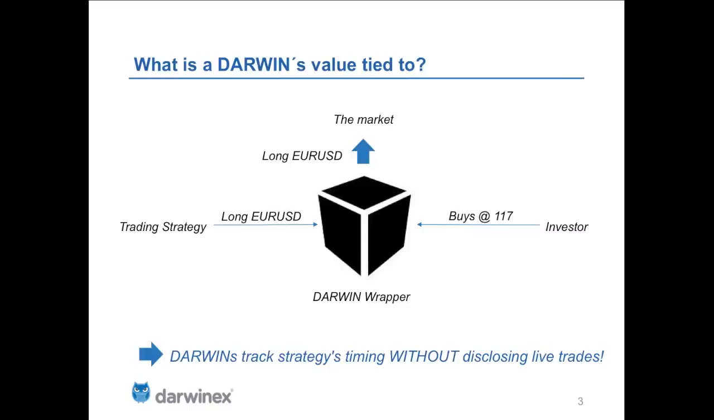So Darwin tracks strategies' timing without disclosing live trades. That is the idea. A Darwin is a trading strategy with a wrapper around it so that the investor does not know the live trades that drive their investment. And the reason that this is not disclosed is that if the investor knew the live trades, he would have access to the intellectual property of the trader, and he would be in a position to replicate the profits by the trader without paying the trader for it, which provides a strong disincentive for good traders for disclosing that information.